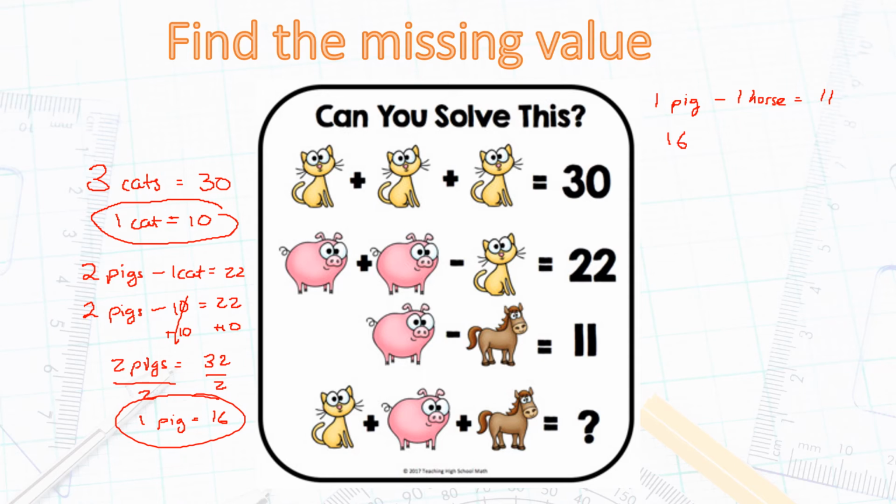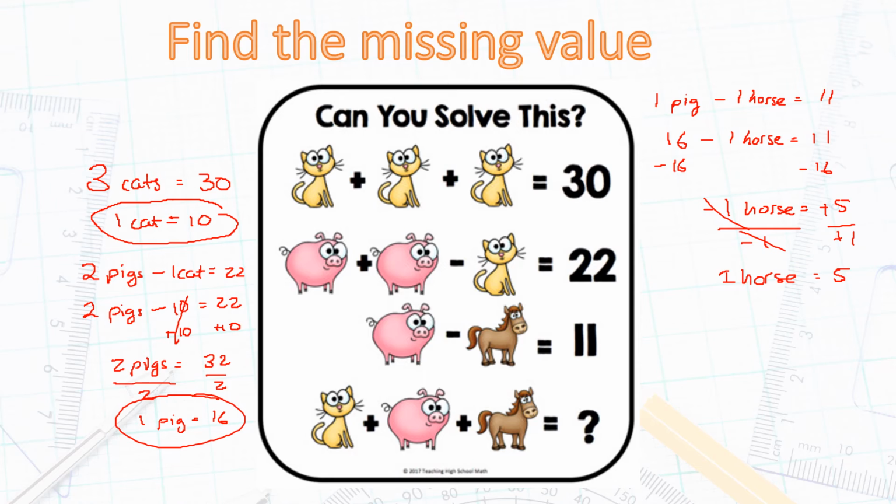1 pig we found out is 16, so 16 minus 1 horse is 11, so we would subtract 16 from both sides to get the horse on its own. So minus 1 horse is equal to minus 5. We want a positive horse because we want to know the value of 1 horse, so we would divide by minus 1 on both sides. So the negatives cancel out and we get 1 horse is equal to 5.